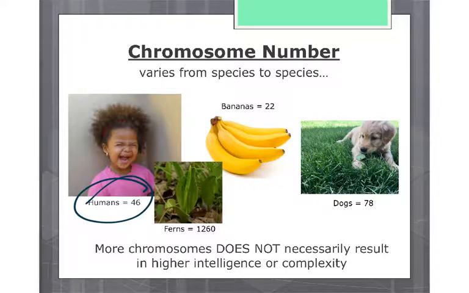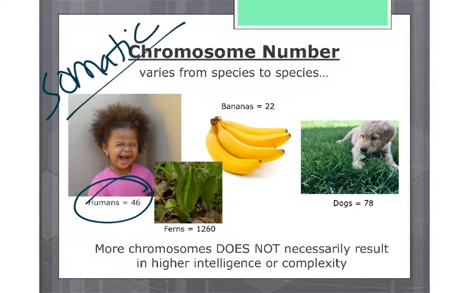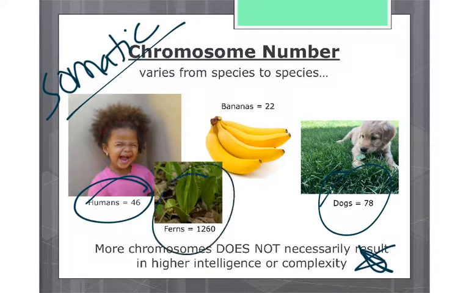Now, these everyday regular cells are also called somatic cells. So in case you see that word pop up, a somatic cell is a non-sex cell. Ferns actually have 1,260. A banana has 22. Depending on the species of dog, 78. More chromosomes does not necessarily result in higher intelligence or complexity. So that's important to understand as well, because if we were to compare a human to a fern, yes, a human has fewer chromosomes, but we are more intelligent as a human species than we are as a fern plant species.